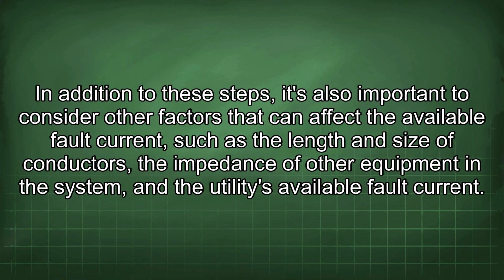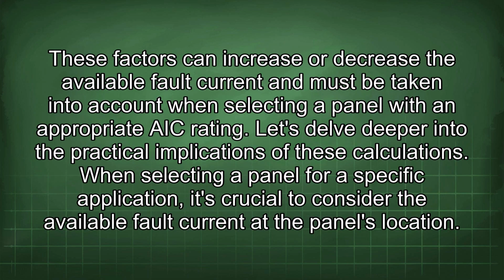In addition to these steps, it's also important to consider other factors that can affect the available fault current, such as the length and size of conductors, the impedance of other equipment in the system, and the utility's available fault current. These factors can increase or decrease the available fault current and must be taken into account when selecting a panel with an appropriate AIC rating.